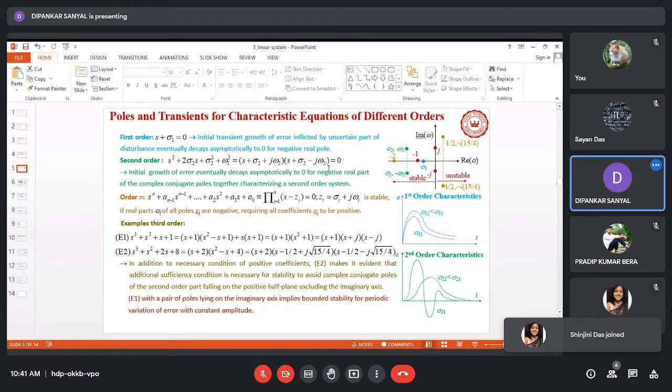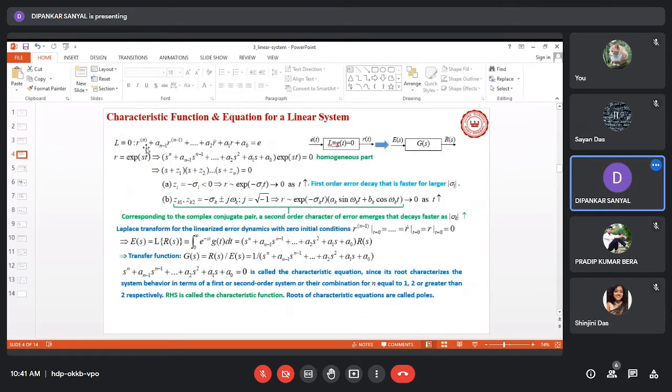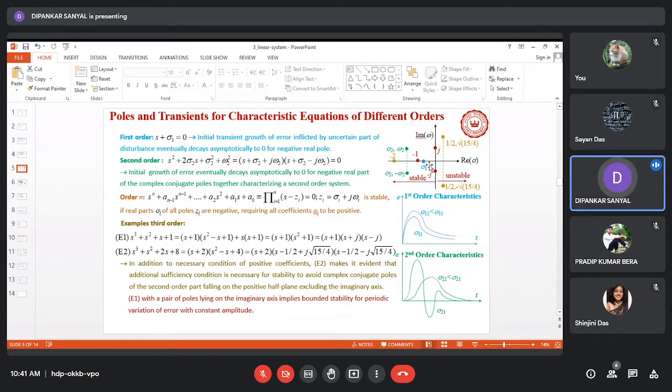And we also, if we go here, the higher the value of minus sigma, the faster the decay of the response would be. So, if we compare between this first order system and this second order system, by virtue of the poles being further from the imaginary axis towards the left side, this second order system will be much faster because of having a large value of sigma 2.